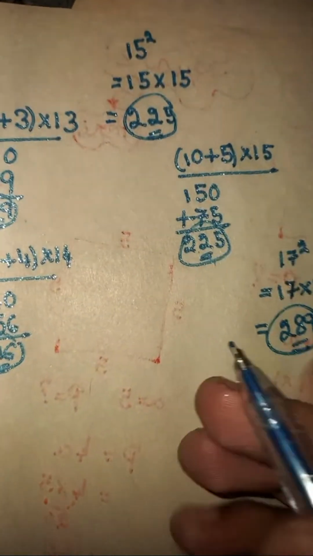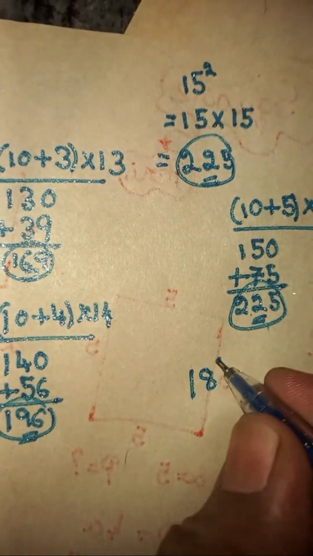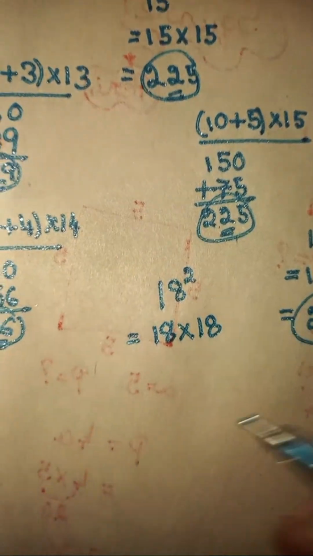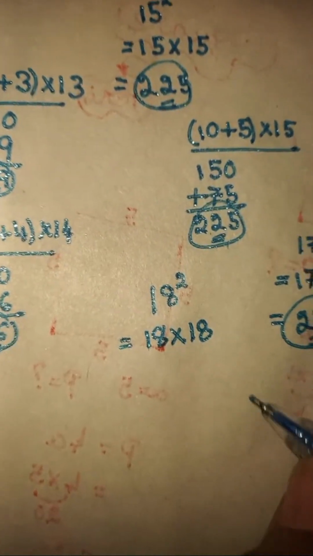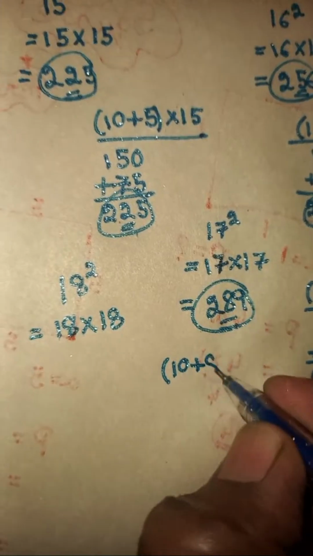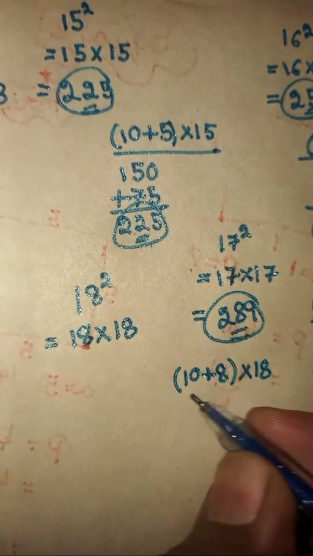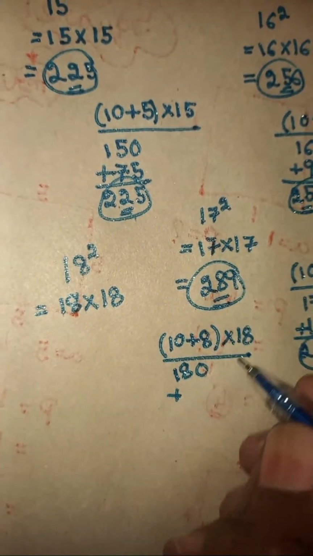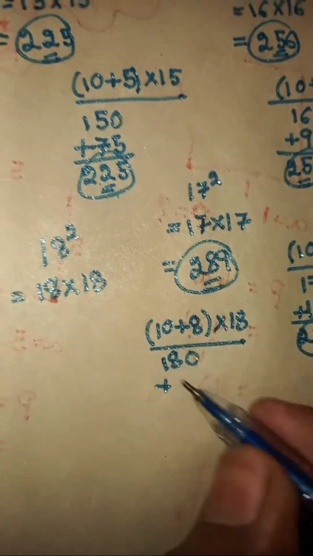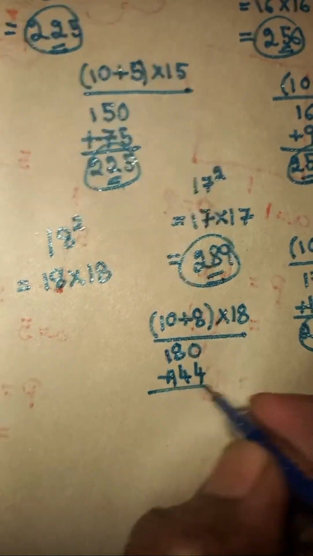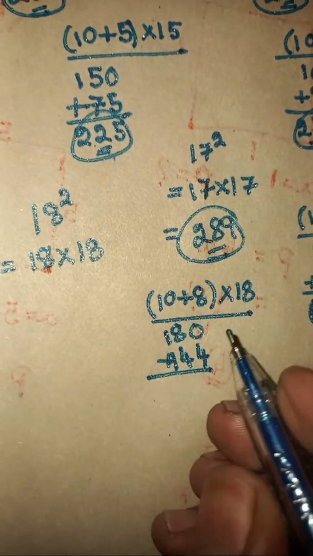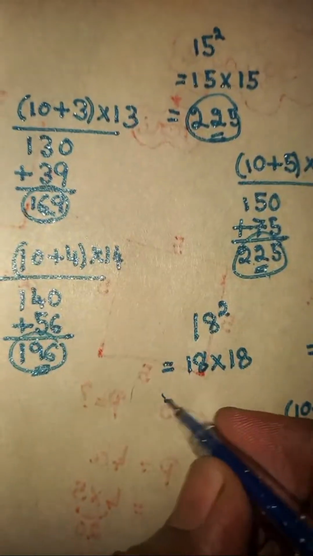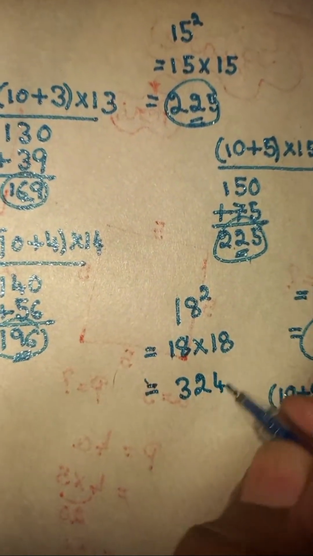Let's write 18 square. 18 square can be written as equal to 18 times of 18. Now you can split 18 and write it as 10 plus 8 times of 18. 18 times of 10 becomes 180 plus 18 times of 8, which is 144. 180 plus 144, it's equal to 324. So this completely equal to 324.